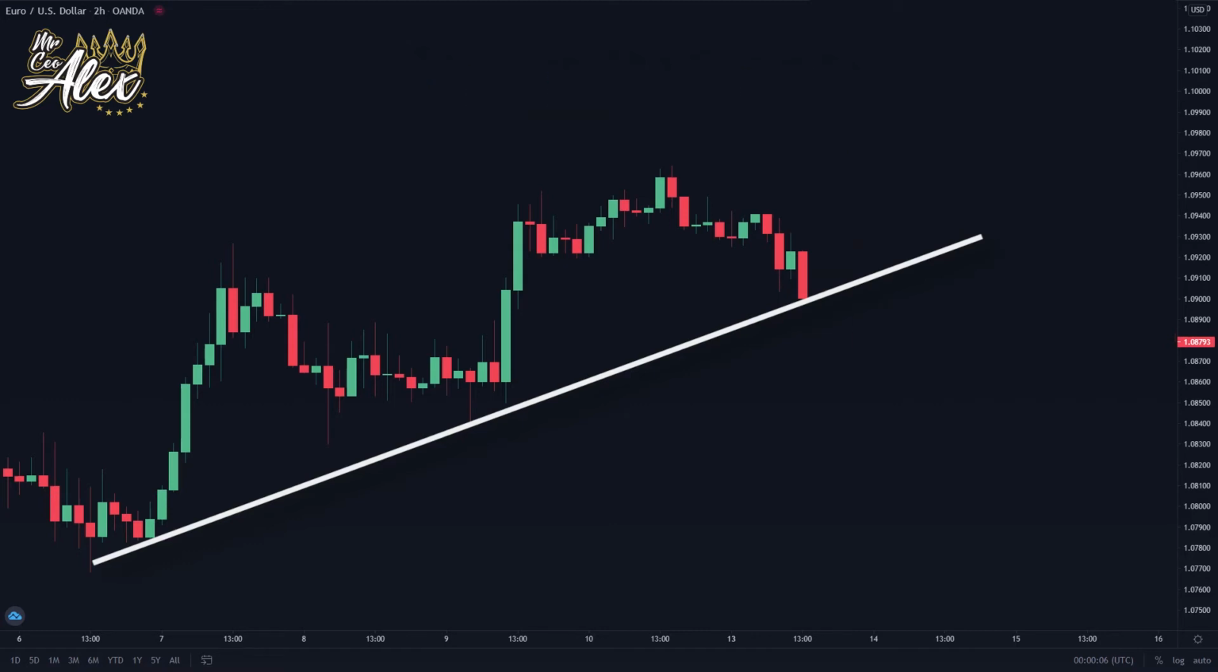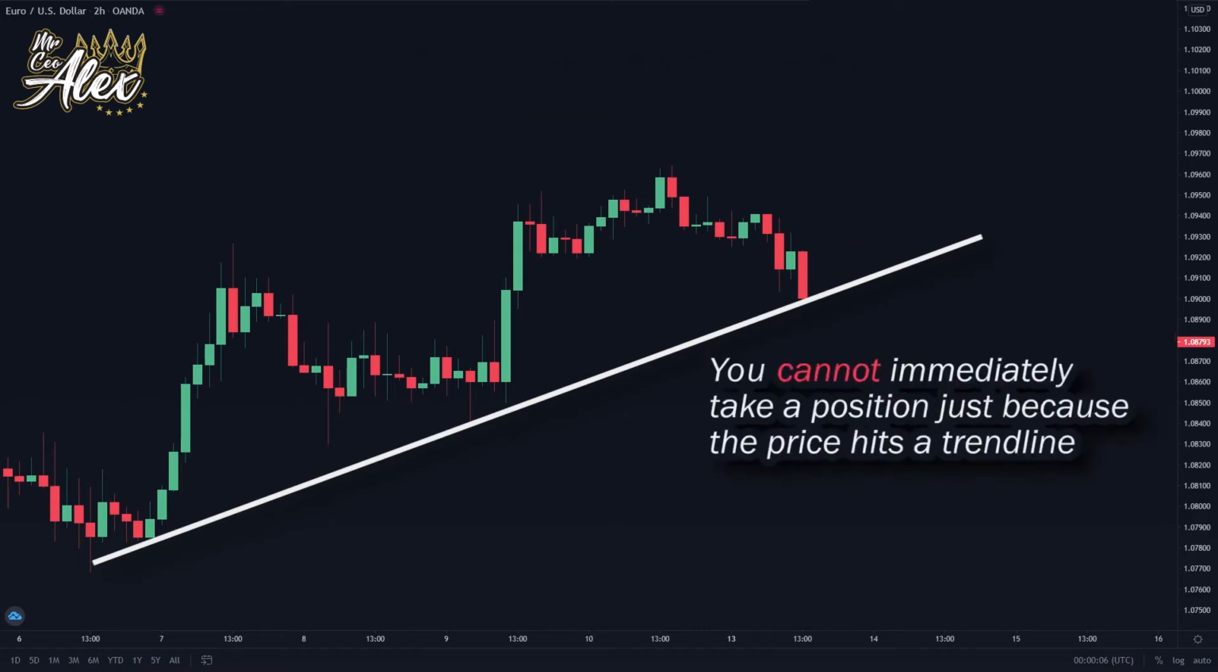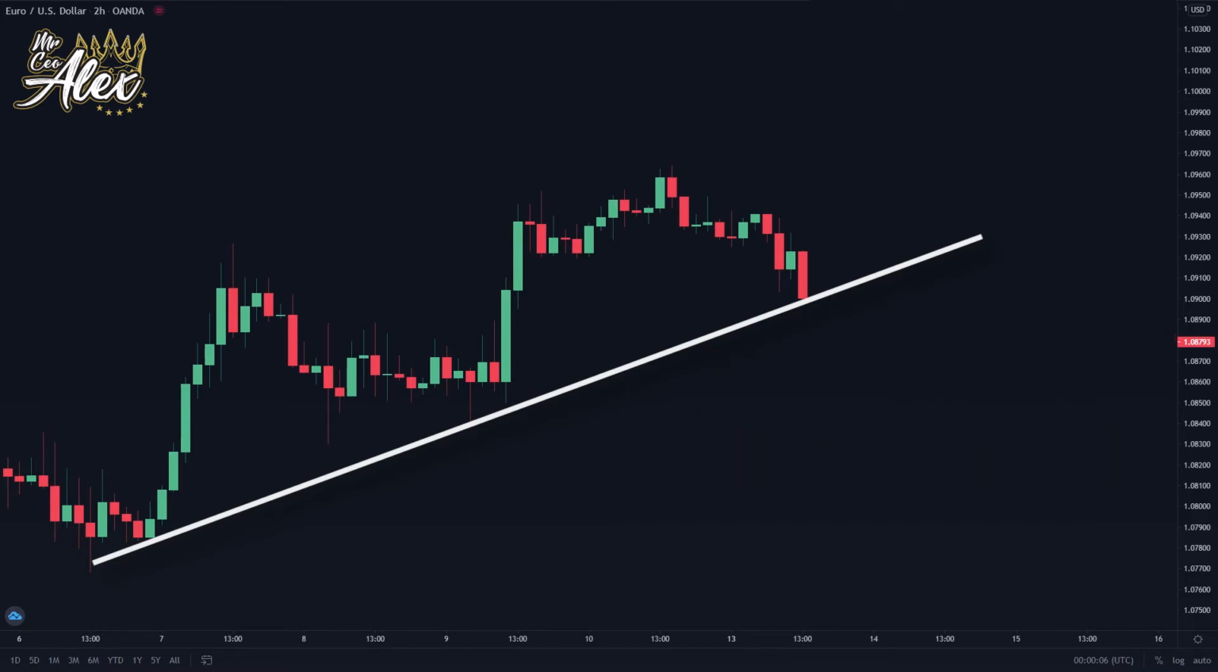Now remember, you cannot immediately take a position just because the price hits a trend line. You need to use other price action techniques to confirm your analysis. And a good technique that you can use to confirm a continuation pattern is by drawing a mini trend line right at the pullback. The next step is to wait for the price to confirm the continuation pattern by waiting for it to break out of the mini trend line. Once the pattern is confirmed, you take a buy position.